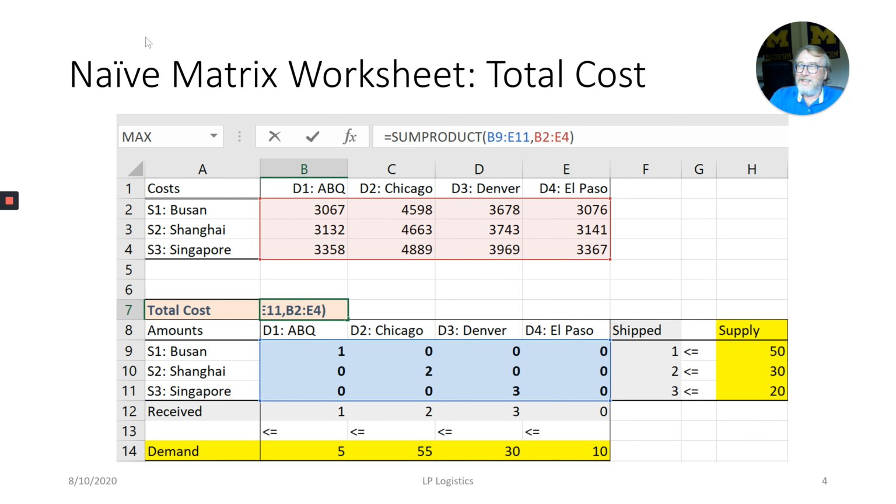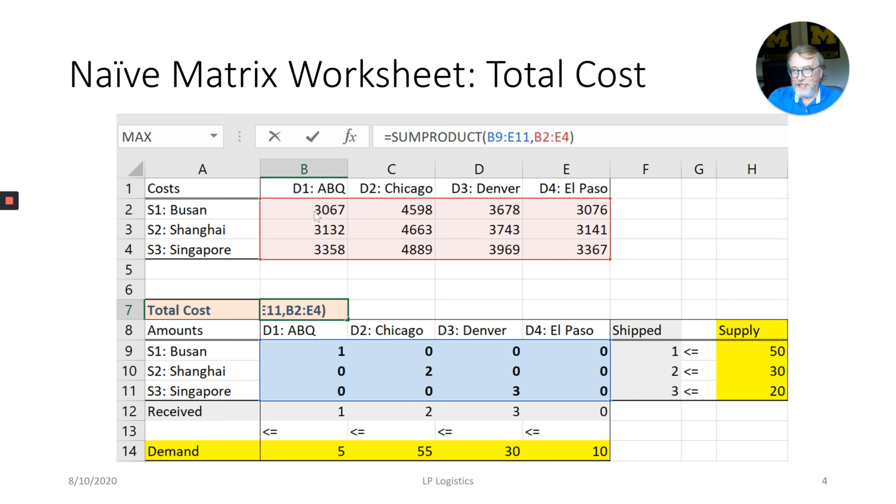So this is a worksheet for the total cost, and this is in matrix format. Because my cost is in a matrix, you can also put your decision variables in a matrix and fill it all out. The total cost is just the sum product of my decision variables, which are down here in the blue, the number of containers I send from each source to each destination, times the cost up here.